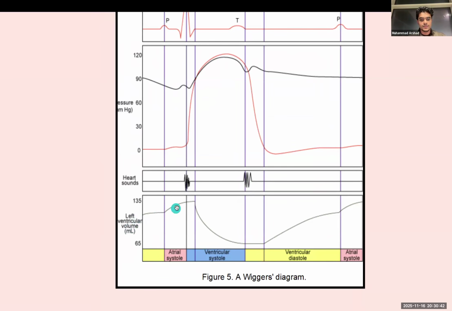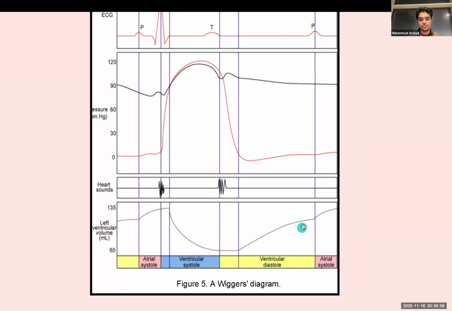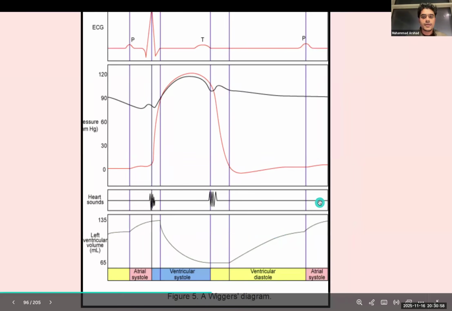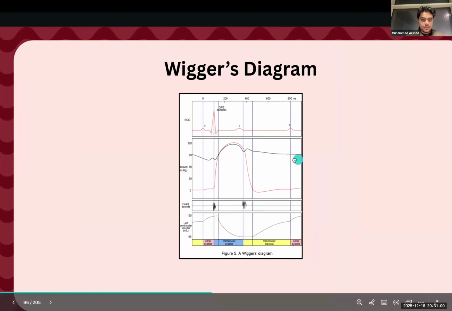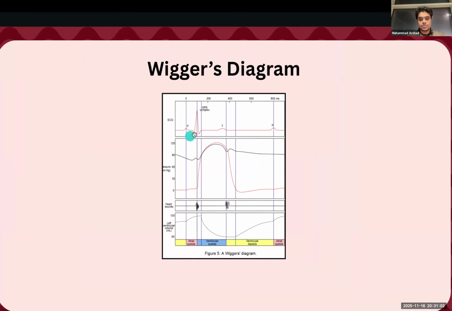Again, it's increasing, and then you have the closure of the valve, because you don't want blood flowing back from the ventricle into the atrium. And then you're going to expel it all into the aorta. And then this is ventricular diastole, where it's going to be filling up again. So yeah, and then over here, this just correlates to the ECG. Okay.